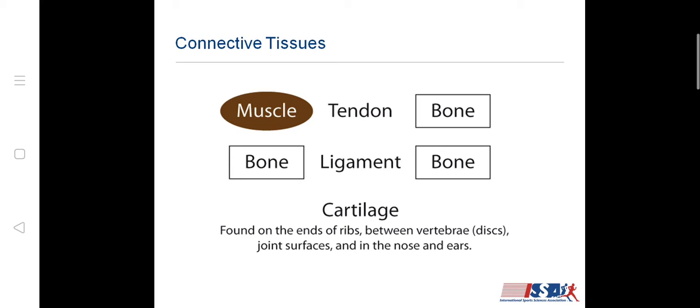Cartilage is a firm, elastic, flexible white material. It is found at the ends of ribs, between vertebrae, discs, joint surfaces, and in the nose and ears.